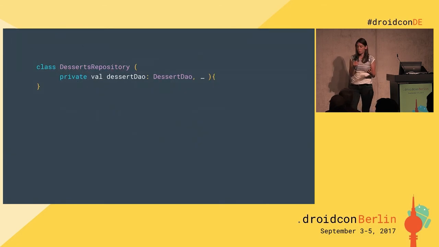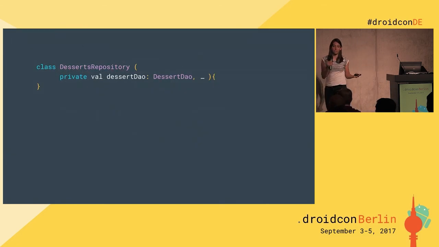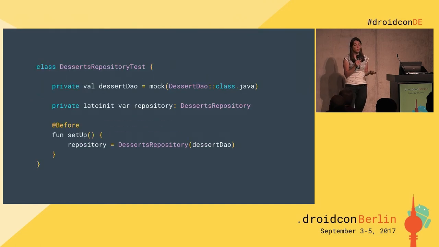A lot of times, we end up using our DAOs in other classes, like maybe in a repository class. One of the benefits of DAOs is that they can easily be mocked. So you can actually unit test that class that uses the DAO. For example, if you would implement a test for the dessert repository, all you can do is just use Mockito to mock the DAO, and then use that instance as a parameter in the constructor of the repository. And then from there on, it's just a simple unit test.